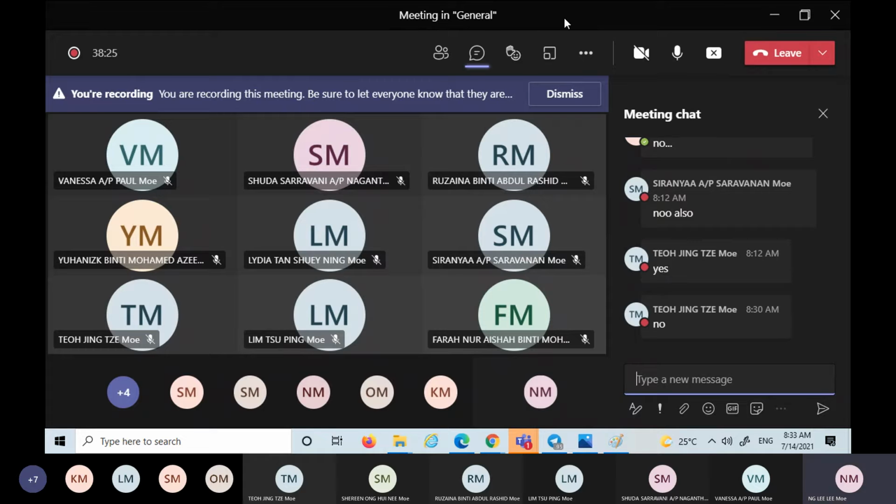Okay, and then there are 2 girls getting 5 marks, Teo Xingzi and Johannes. Okay, then the rest is less than 5 marks, which is very poor.